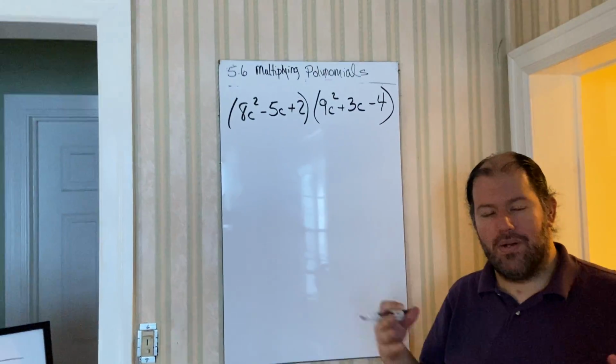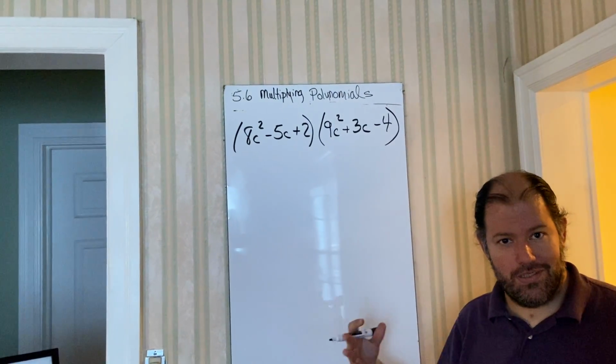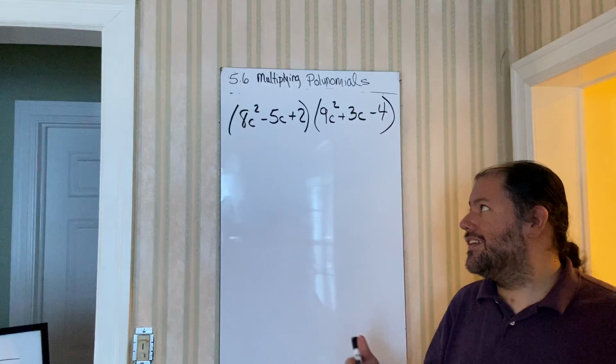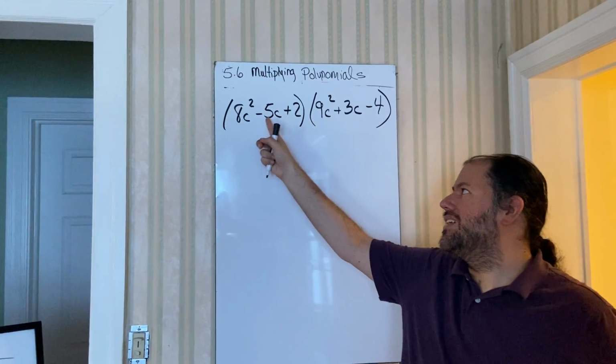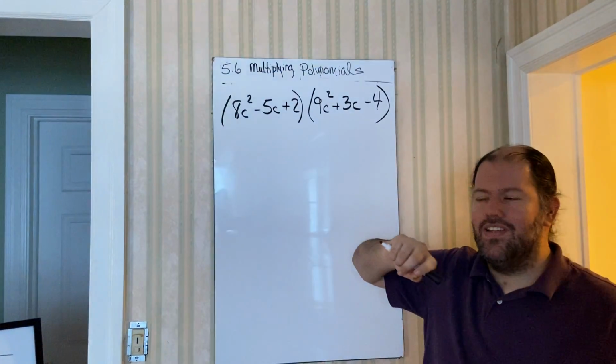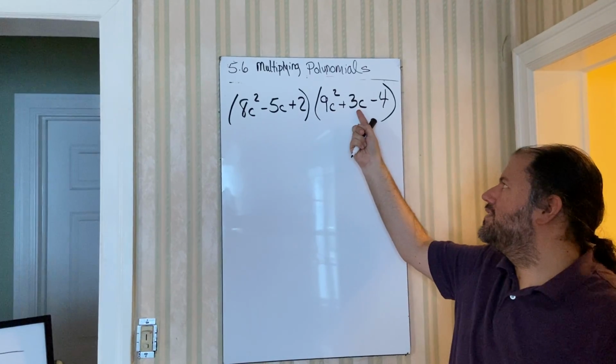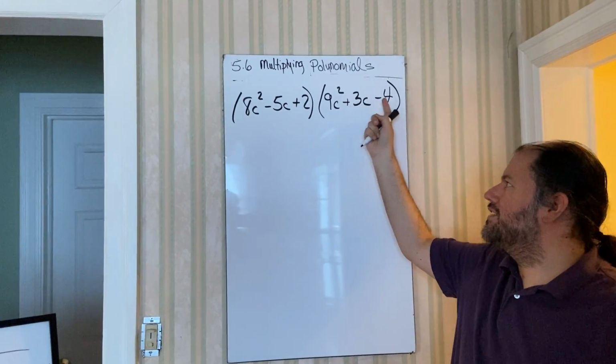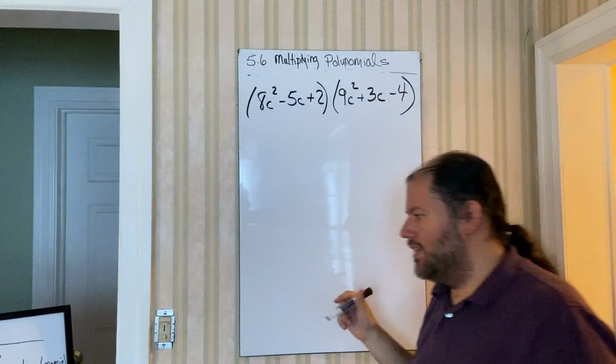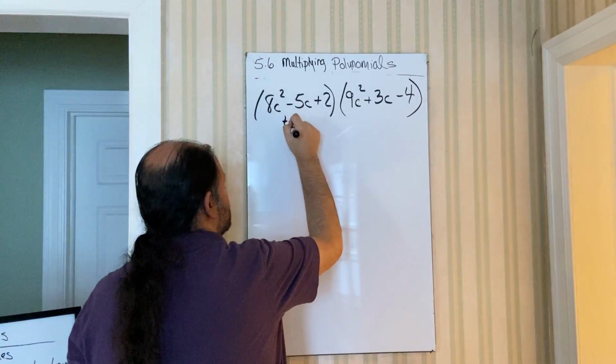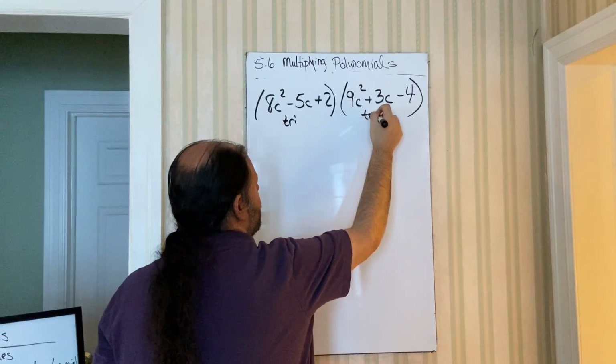So you can see our problems are getting a little bit longer each step of the way. So here I have how many terms? 1, 2, 3, trinomial. How many terms? 1, 2, 3. Remember, addition and subtraction separates terms. So we have a trinomial times a trinomial.